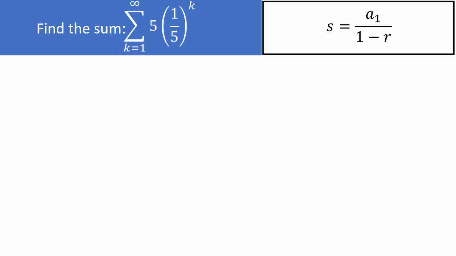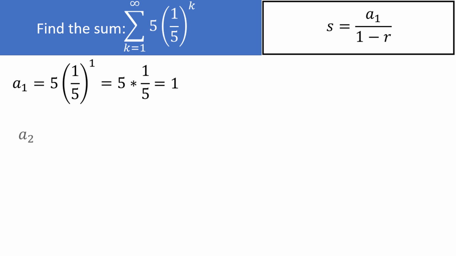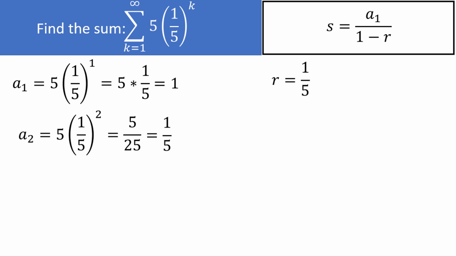If we plug in k equals 1, we get a sub 1 is equal to 5 times 1/5 to the first power, which is 5 times 1/5, or just 1. Then each term will be 1/5 of the previous, so that we have a sub 2 is equal to 5 times 1/5 to the second power, which is 5 over 25, or 1/5. Hopefully you can see that the common ratio is r is equal to 1/5, and the first term is a sub 1 is equal to 1.